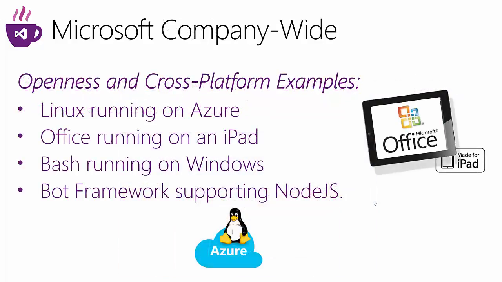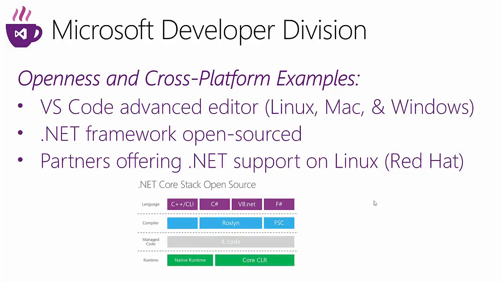Some examples we're doing at the company level, just showing our openness and how we're now supporting cross-platform. We have Linux running on Azure, which is a big deal, so Azure is our cloud. We have Office running on an iPad. We've recently introduced the Bash shell, which is basically a Linux shell running on Windows natively, on Windows 10, and things like Bot Framework.